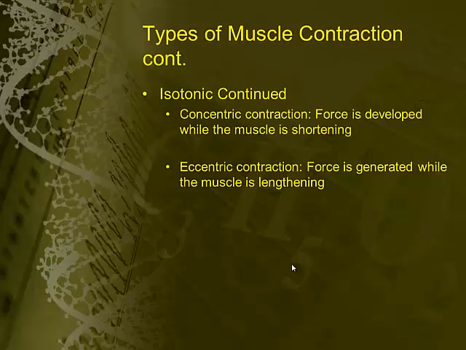All right. So again, isotonic continued. It's a concentric and an eccentric contraction. Concentric is force that develops while the muscle is shortening, and eccentric is force generated while the muscle is being lengthened. All right. And if you had to take a guess between the two of them, which one do you think is more important? Hopefully you said eccentric, and that would be true. Eccentric is commonly referred to as working the negative when you're working out.